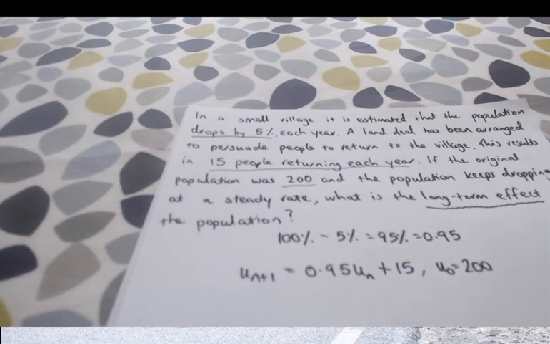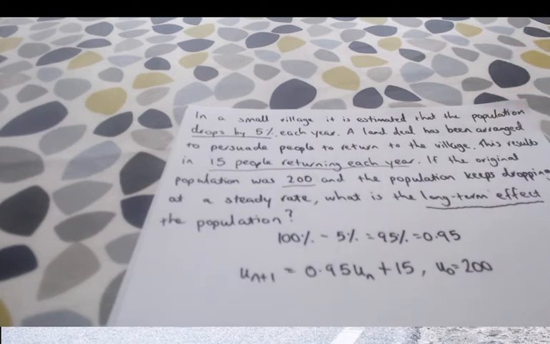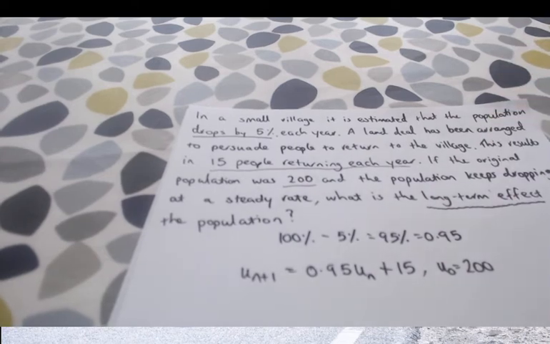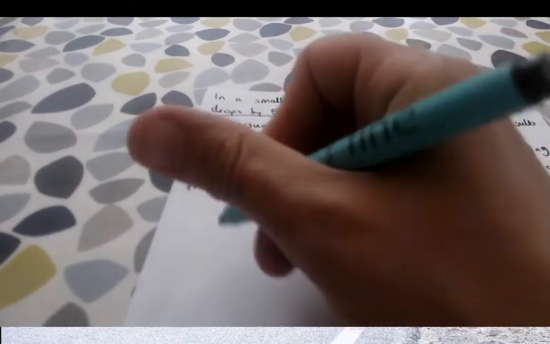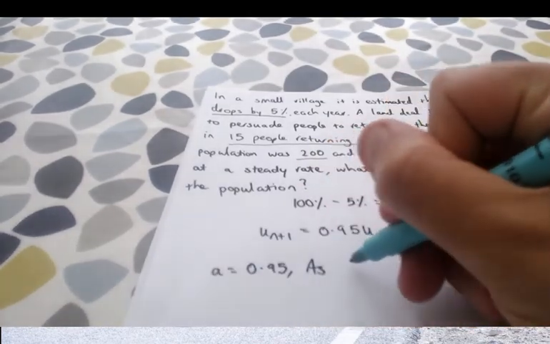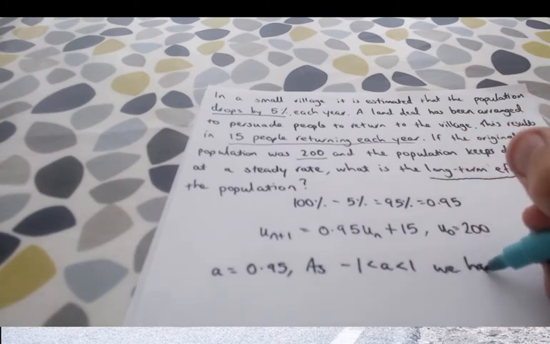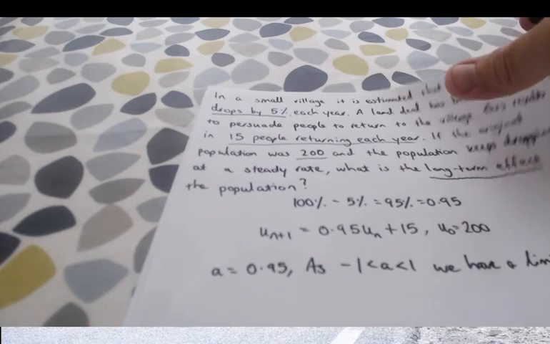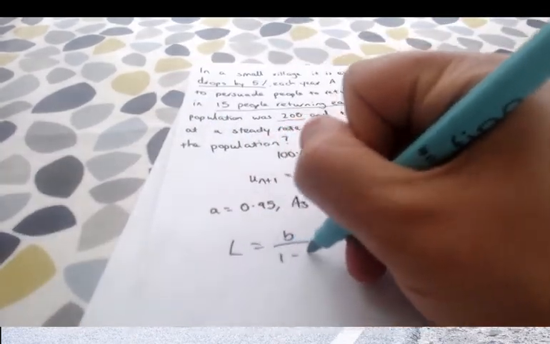Full marks so far. Right, now, what is the long-term effect? I need to calculate the limit. Don't forget your little statement. So A is 0.95. As that's between minus 1 and 1, we have a limit. Limit formula, L equals B over 1 minus A.